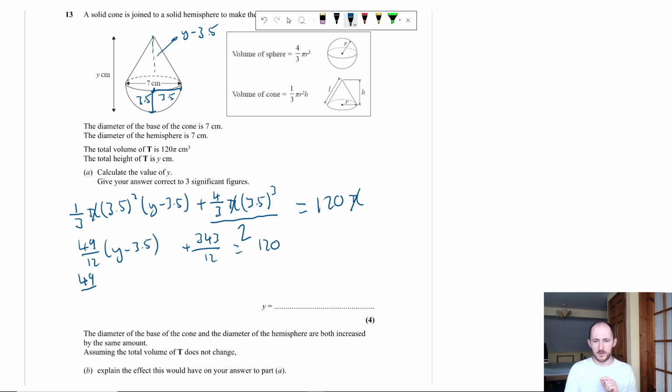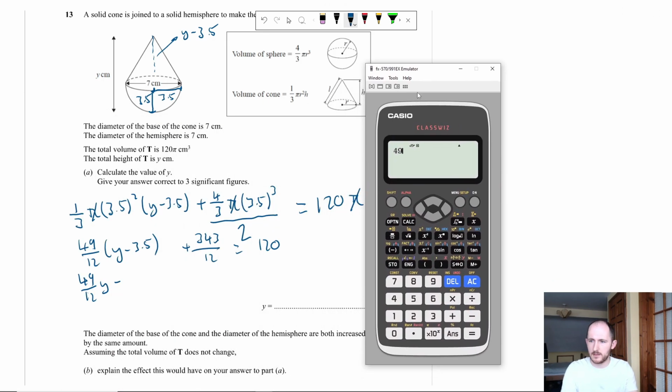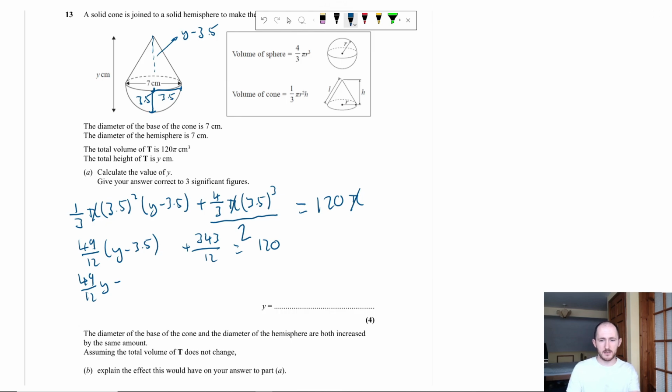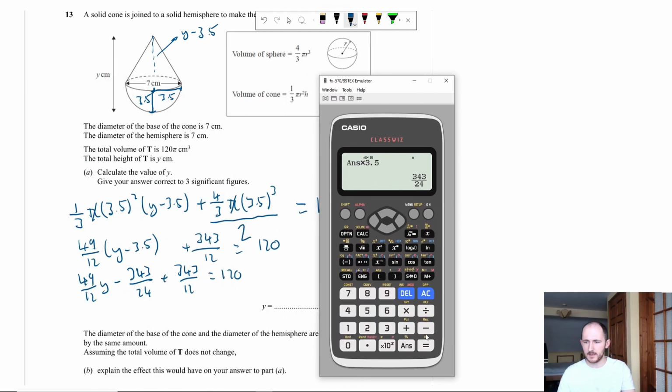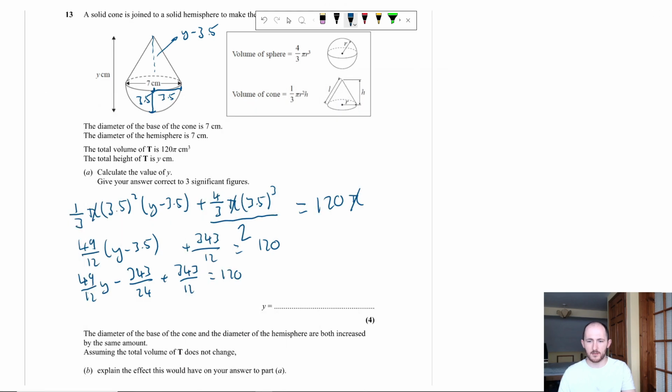We get 49 over 12 y minus, so we need to do 49 over 12 and we need to times it by 3.5. 343 over 24. Interesting, okay. Plus 343 over 12 equals 120. And let's work out what that is. 343 over 12. I'm going to minus the answer because the answer was that thing here. Leaves me at 343 over 24.